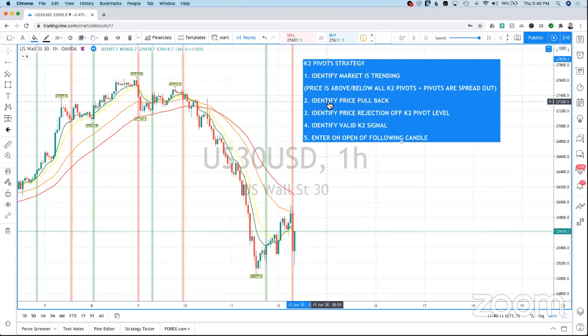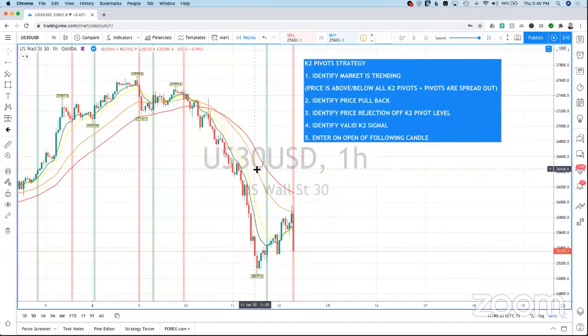And then next you want to identify a price pullback. So right here, price was trending down. You can see right here, price pulled back a little bit. So requirement 1, the market's trending. Requirement 2, price pullback. Requirement 3, identify a price rejection off a K2 pivot level. You can see right here, price came up to level 3 and then it rejected off this point. It rejected off here too, but this is irrelevant because we don't have a K2 signal yet.